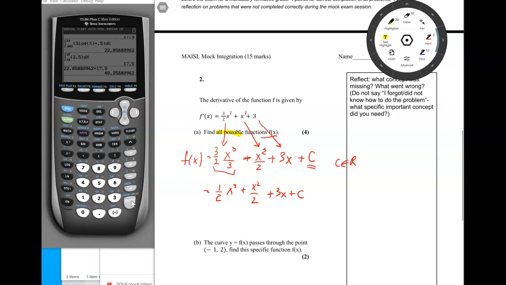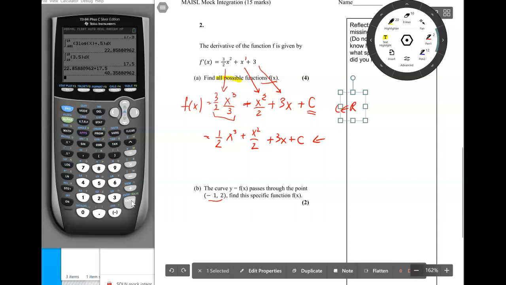Okay? Then it says, the curve y equals f of x passes through the point (-1, 2). Find this specific function f of x. In this case, they're giving us values for x and y, which define exactly which function we're talking about. Like before, we were saying it could be any of these infinite functions plus capital C. Now we're going to be able to figure out what capital C is. So let's do that.